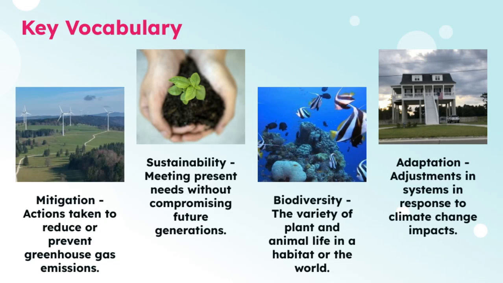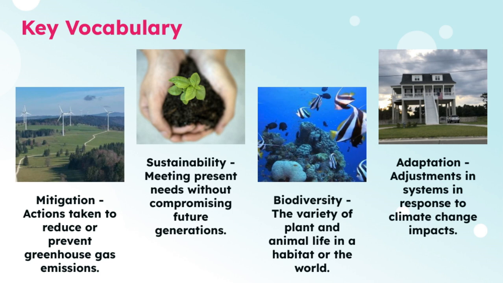The first word is mitigation. Mitigation means actions taken to reduce or prevent greenhouse gas emissions. For example, switching from coal power to wind or solar power is mitigation because it reduces emissions. The second word is sustainability. Sustainability means meeting the needs of people today without compromising the ability of future generations to meet their own needs. In climate change, this means using resources and energy in ways that do not damage the planet for the future.